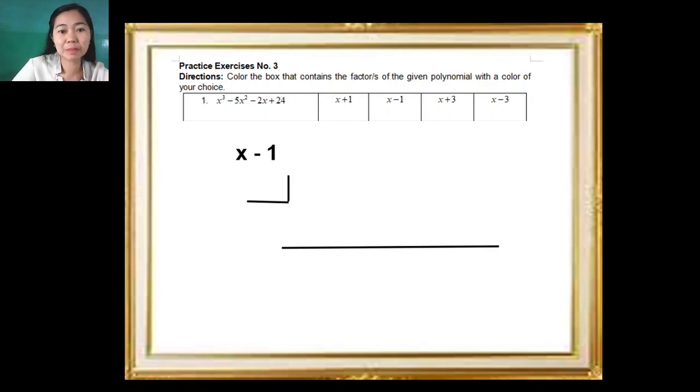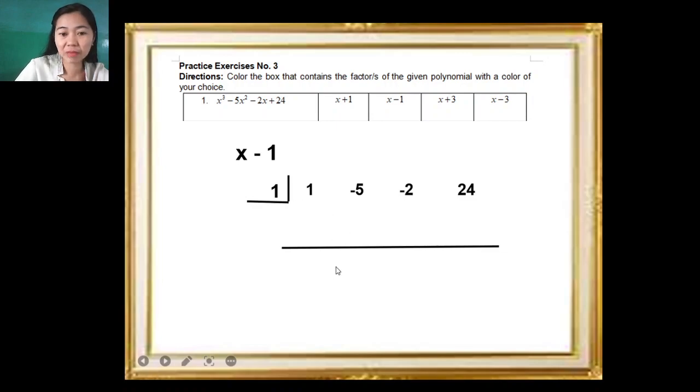Yung sunod naman. So, yung sunod na binomial na ititest natin kung factor o hindi is x minus 1. So, again, doing the synthetic division, the coefficients are here. And then, ang value ng r mo ngayon dito ay magiging positive 1 naman. Kasi yung binomial mo is x minus 1. So, here, r is positive 1.